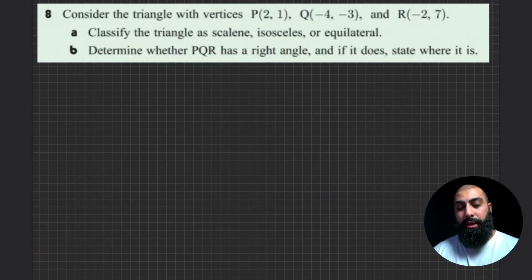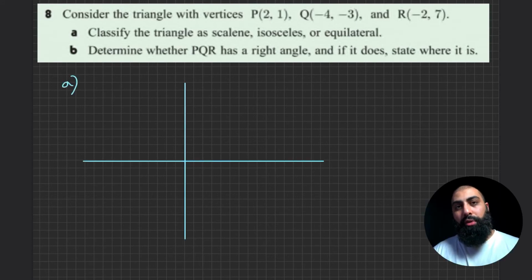So question 8 then, consider a triangle with vertices P (2, 1), Q (-4, -3), and R (-2, 7). Part A, classify the triangle as scalene, isosceles, or equilateral. And then part B, determine whether PQR has a right angle, and if it does, state where it is. So pause the video, have a go, and then play, and I'll show you the solution.